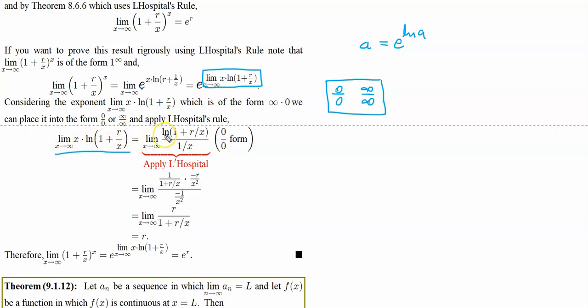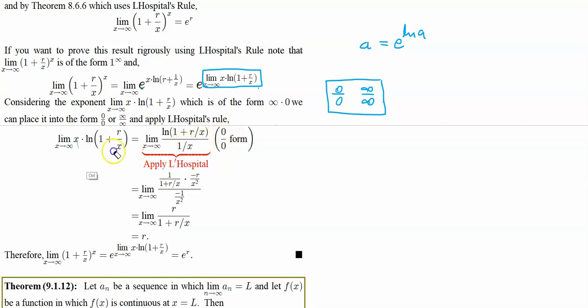Rewrite this as the natural log of 1 plus r over x divided by 1 over x. Notice this is the same as what we have over here. We just put this x into the denominator, but we had to write it as 1 over x. Now this is of the form 0 over 0, because as x goes to infinity, 1 over x will go to 0, and the numerator is approaching the natural log of 1, which is 0.